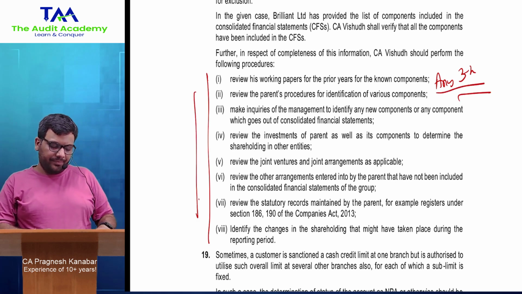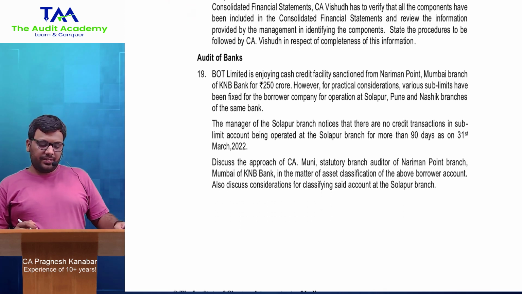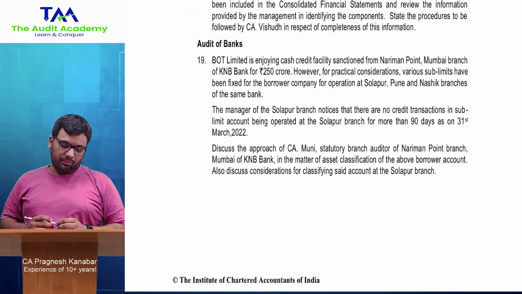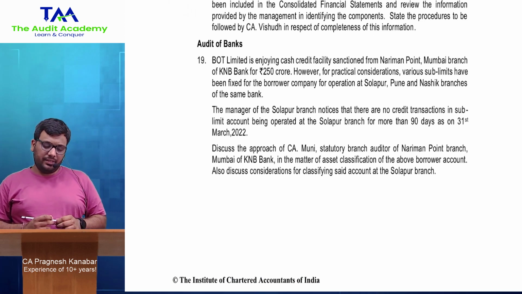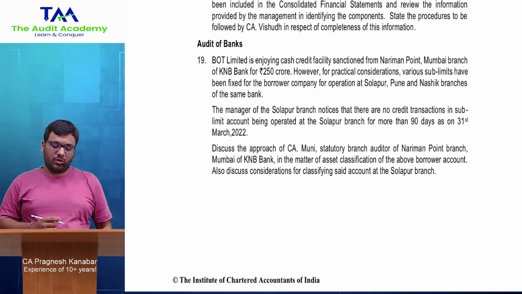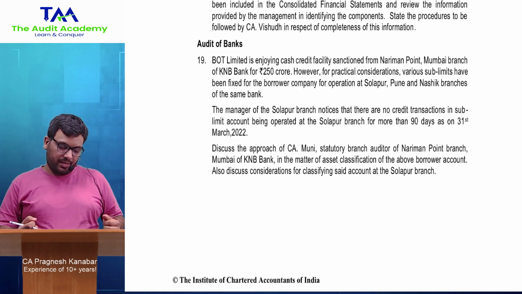Now let us move ahead. Audit of banks. BOT Limited is enjoying cash credit facility sanction from Nariman Point Mumbai branch of KNB Bank of rupees 250 crores. However, for practical considerations, various sublimits have been fixed for the borrower company for operation at Solapur, Pune, and Nashik branches of the same bank.